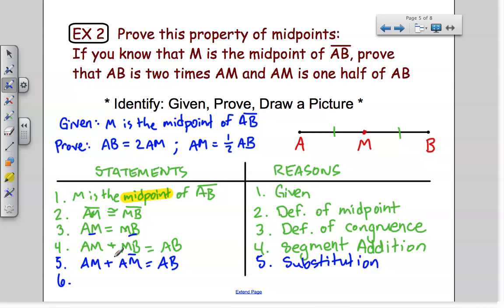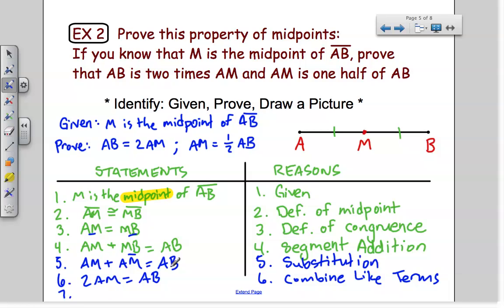And at this point, what's AM plus AM? Isn't that 2AM, which equals AB? All I'm doing here is combining like terms, because AM plus AM is 2AM. And now I've proved the first one, that AB is 2 times AM. Technically I should switch these around, but that's okay.